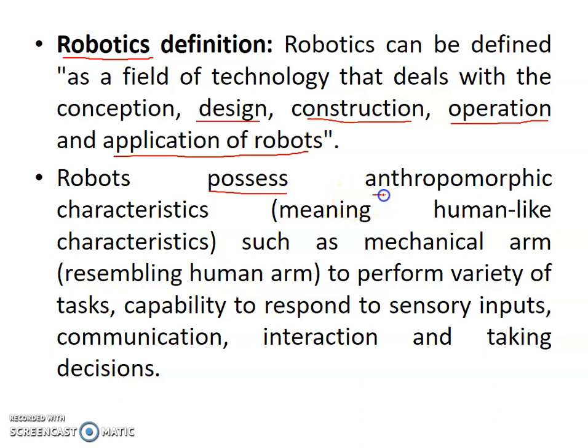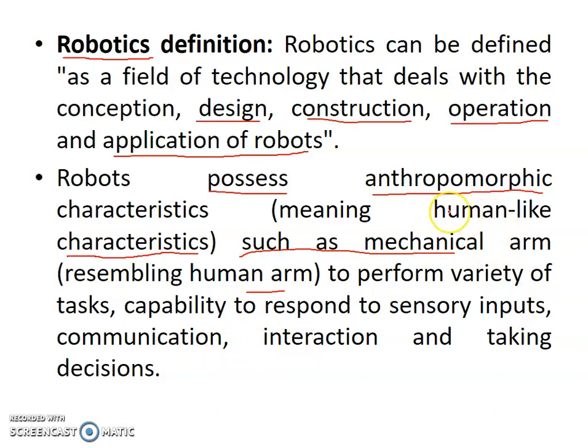Robots generally possess anthropomorphic characteristics. Anthropomorphic characteristics means human-like characteristics. Whatever task the human can do with his hand, the robot can do the same task. These characteristics include a mechanical arm that can resemble the human arm to perform a variety of tasks, the capability to respond to sensory inputs, communication, interaction, and taking decisions.